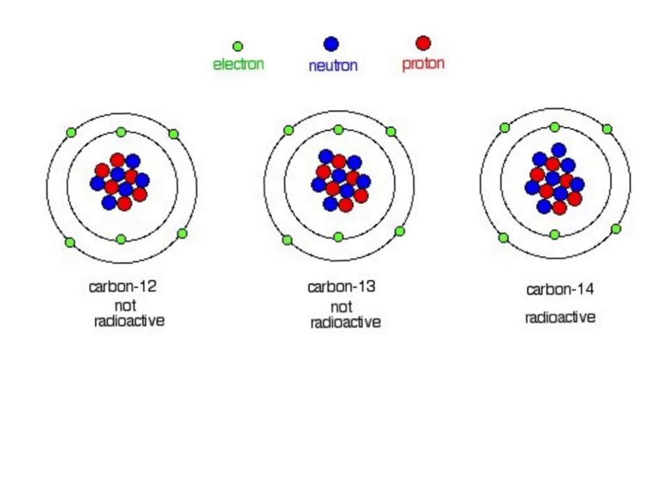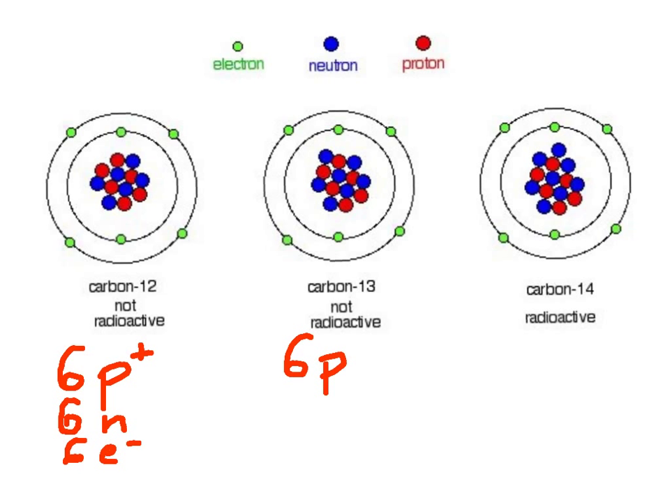Here's another example. This is the element carbon. As you can see, carbon-12 contains 6 protons, 6 neutrons, both located in the nucleus, the neutrons being the blue dots and the protons being the red dots, and also 6 electrons. Those are the green dots on the outer shell. But carbon-13, while it does have 6 of the red dot protons and has 6 of the green dot electrons, has a different number of neutrons. It, in fact, has 7 neutrons.